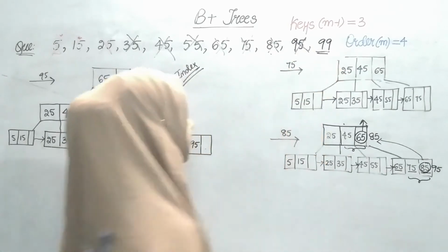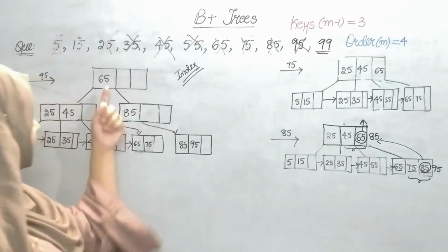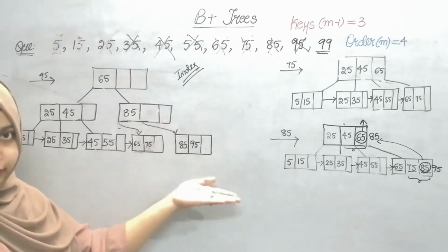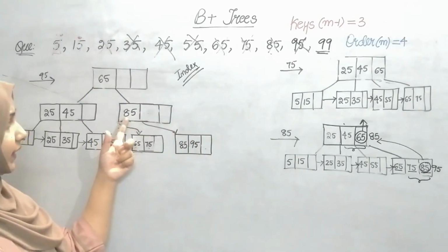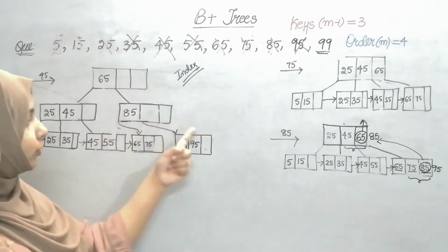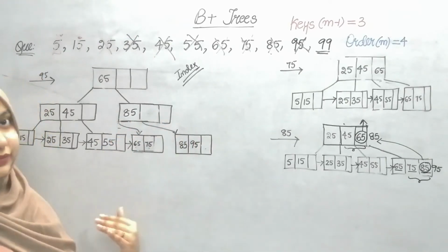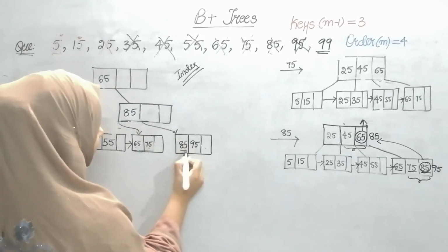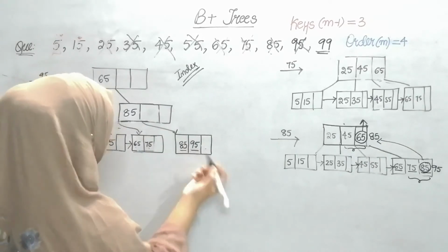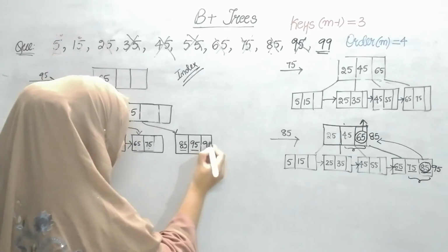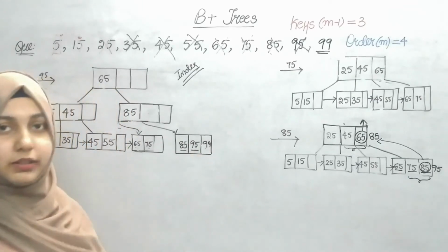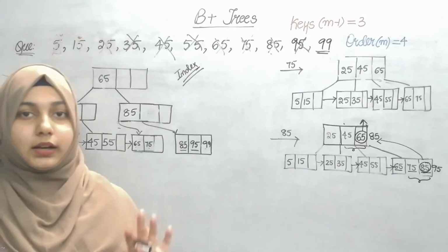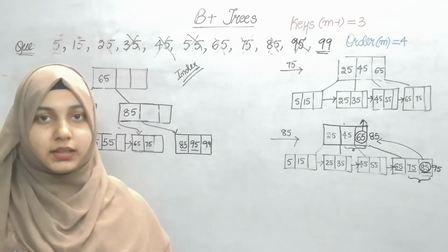We are going to insert 99. For inserting 99, 99 is greater than 65, so obviously I'm going to go on the right side. Here 99 is also greater than 85, so I need to go on the right side of 85, not the left side. So here, 99 is greater than 85, and it is also greater than 95, so I need to insert it here. I have a vacancy here, I'll insert it directly. Done, clear? This is how we are going to insert the values in a B plus tree.